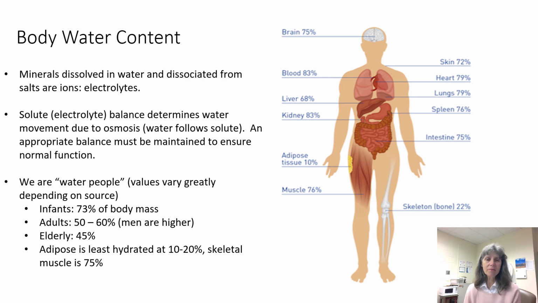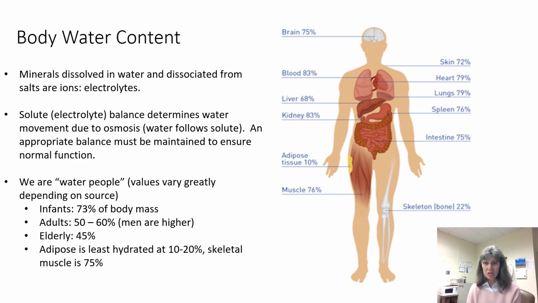Now, remember that when minerals dissolve in water and are dissociated from one another, that creates ions, and ions in water are referred to as electrolytes. So solute balance, or electrolyte balance, determines the movement of water due to osmosis.